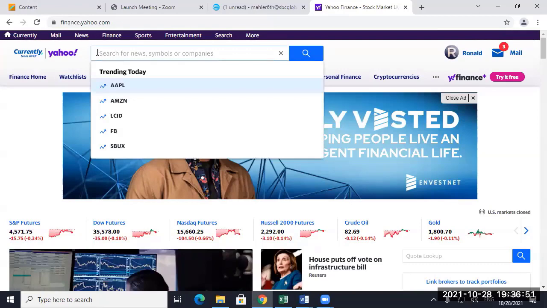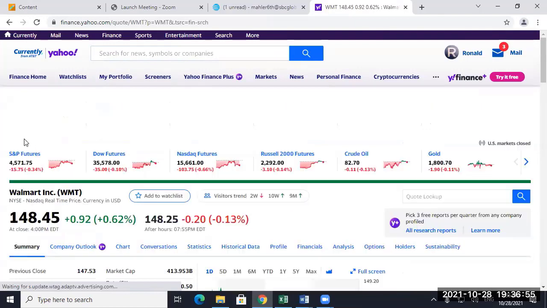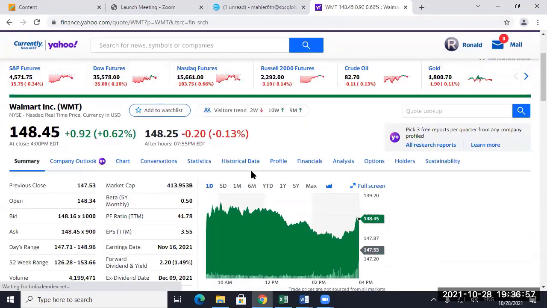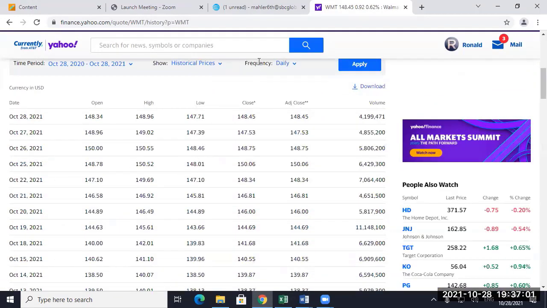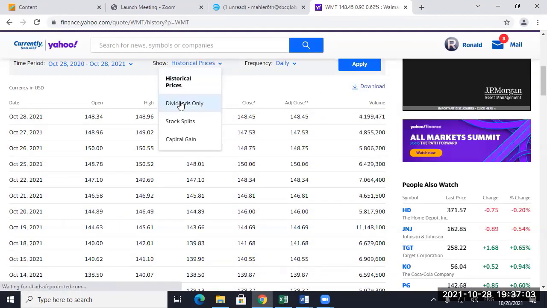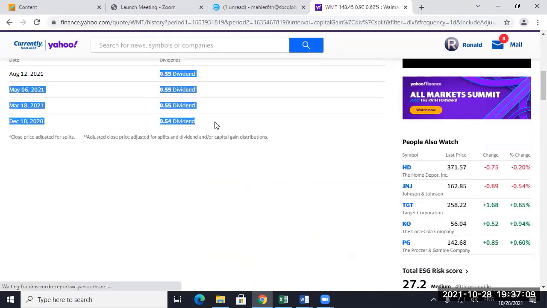All right, so let's do Walmart. So you're looking for Walmart. Let's see if I can get Walmart, not Waste Management. There's Walmart. If you click on historical data, and instead of prices, just do dividends. Apply. Dividend 0 is the last year. For Walmart, they pay dividends quarterly, so you just add up those last 4 quarters. All right, it's real simple.